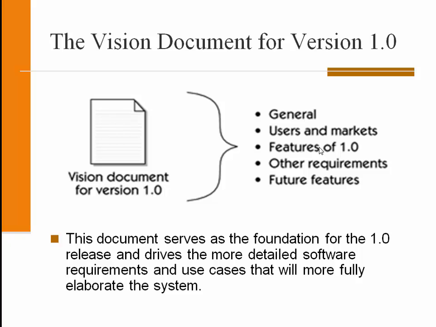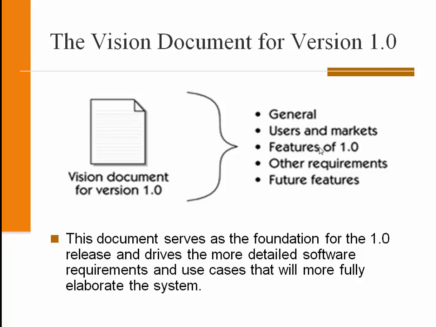We call the product release as version 1.0. So what were the features involved in version 1.0, and other requirements. This is nothing but the non-functional requirements used for product 1.0. And future features. What are the other features that are incomplete or are yet to be added to this version 1.0? So all these will be included in the document called the vision document for the very first release of the product, version 1.0.